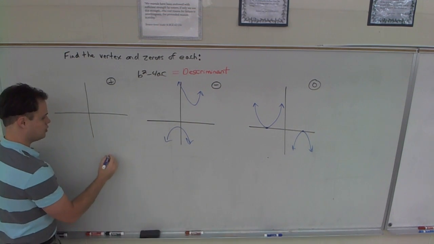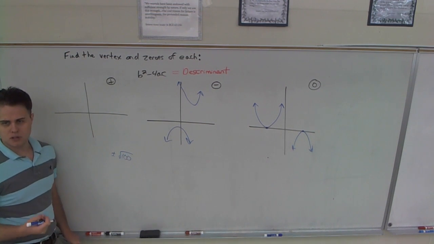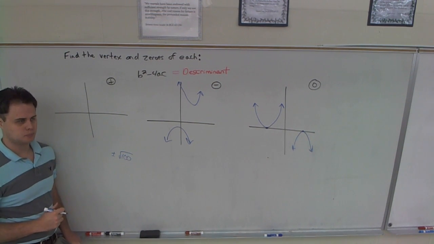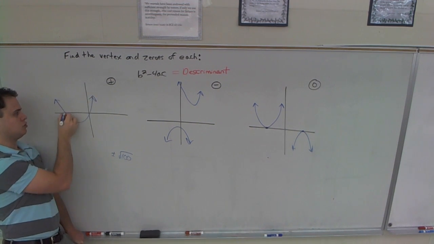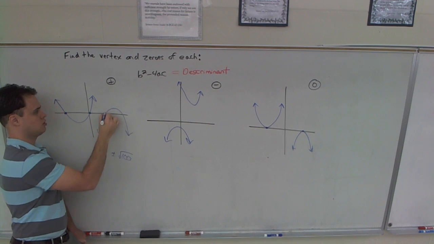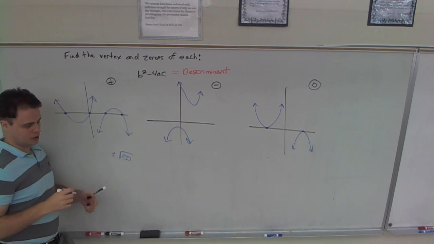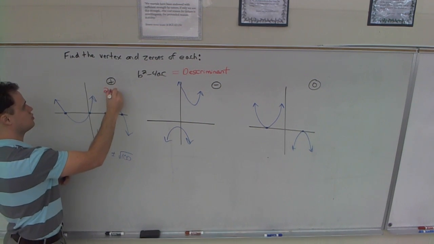If it's positive, then you've got plus or minus like the square root of 100. So what's going to happen then? Yeah, that's going to be the majority of cases, where you have two real zeros, something like that, or like this, with 2 real zeros. So if the discriminant is positive, you get 2 real zeros.